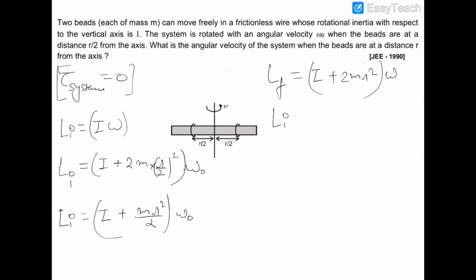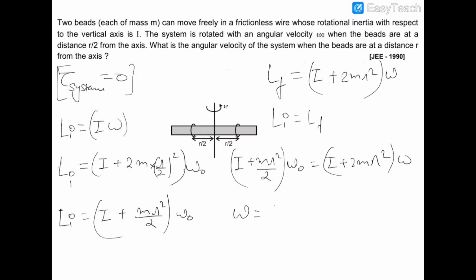We can now balance the initial and final angular momentum. Therefore I plus m r square by 2, into omega naught, is equal to I plus 2 m r square, into omega. So omega would be equal to I plus m r square by 2, into omega naught, divided by I plus 2 m r square.